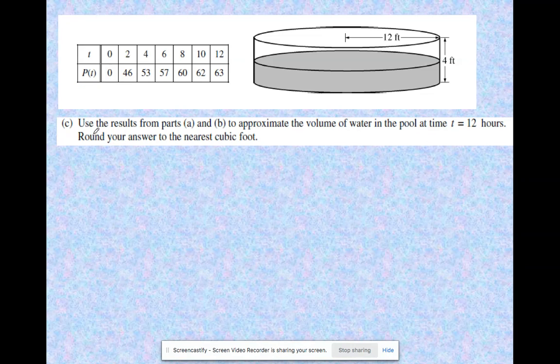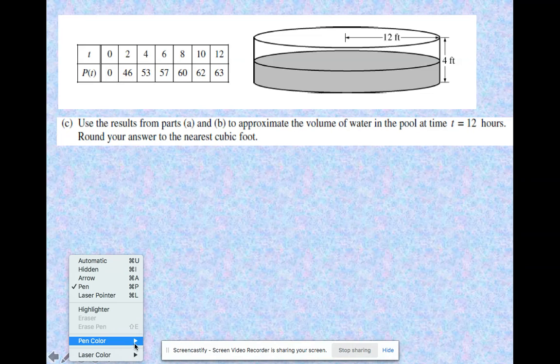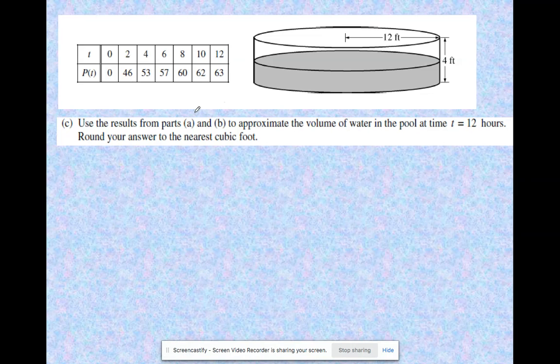Part C, use the results from A and B. Oftentimes in free response, parts C and D, not 100% of the time, but often refer back to what you've done in earlier parts. Use the results from part A, and remember part A is where we approximated volume going in. Part B is where we approximated over 12, the water leaking out.